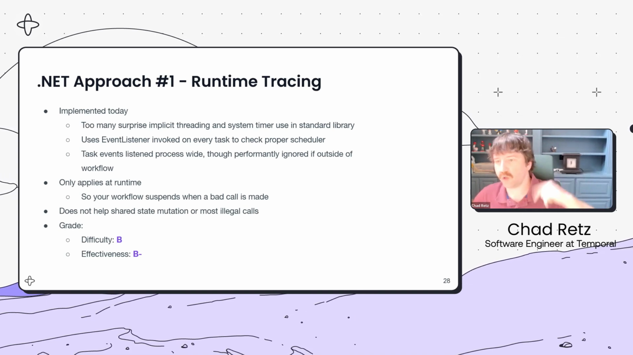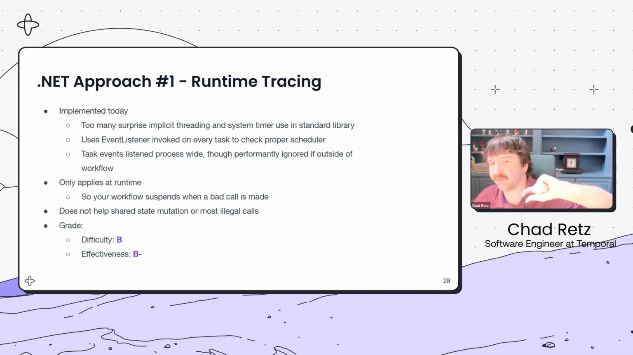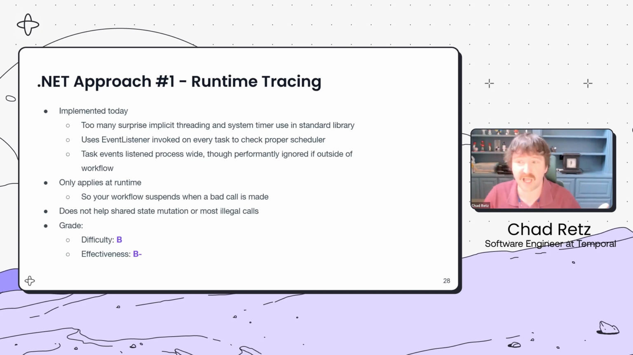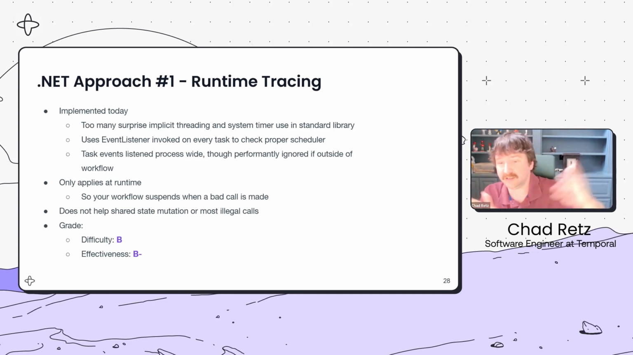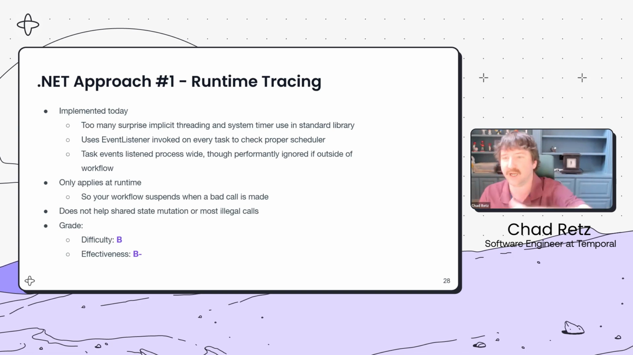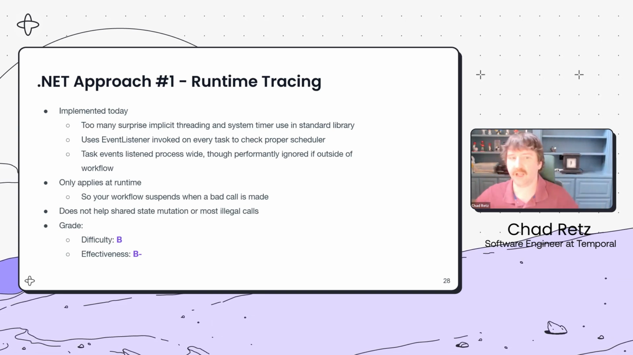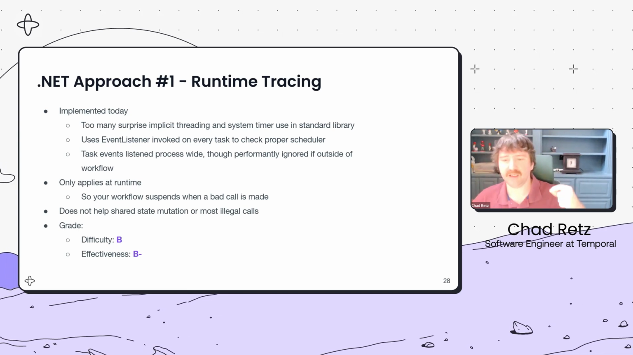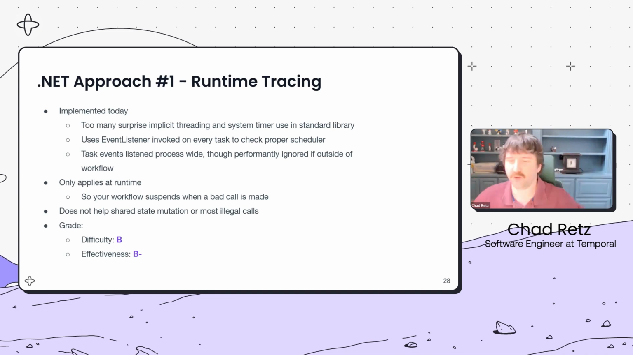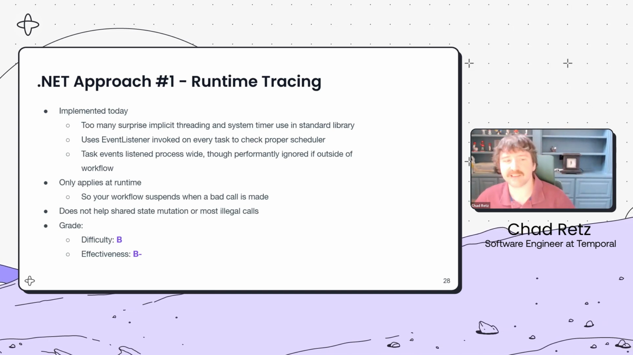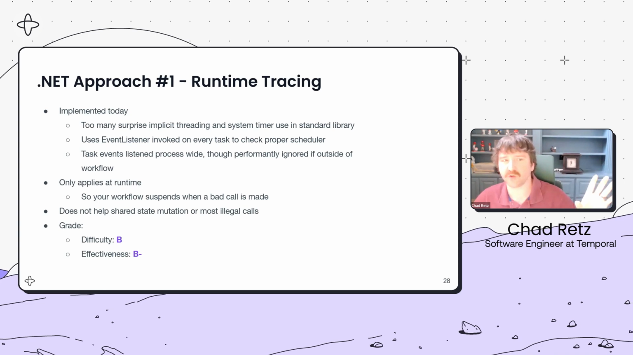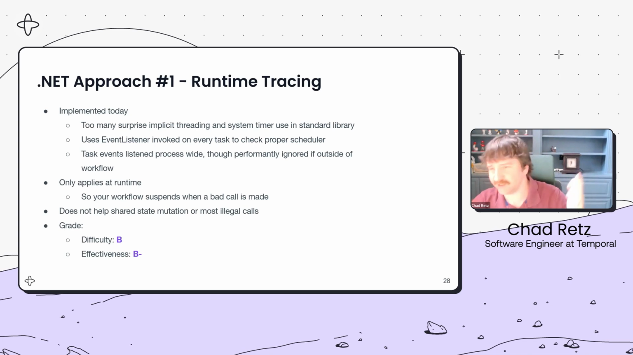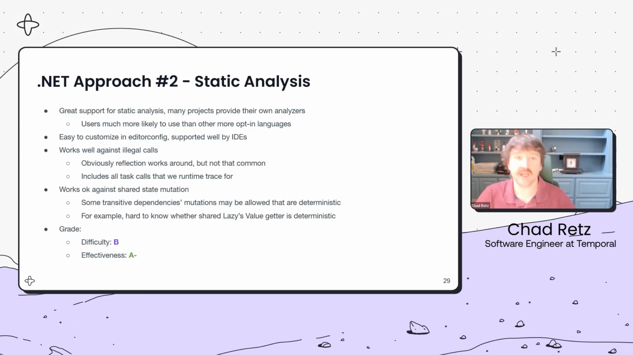But we will catch tasks that are scheduled from inside of a workflow onto the regular thread pool. This actually happens surprisingly a lot. I was using the data flow library, and somewhere deep in there, I opened a bug on .NET, it scheduled a task on the default scheduler, and would have broken determinism. Problem is, we only catch that at runtime. And that suspends the workflow. It fails the task. It is not necessarily the best. So while it's not that hard to write, it's a B for difficulty, it gets a B- for effectiveness because it's at runtime. And of course, it only catches threading issues, doesn't catch any state management issues.